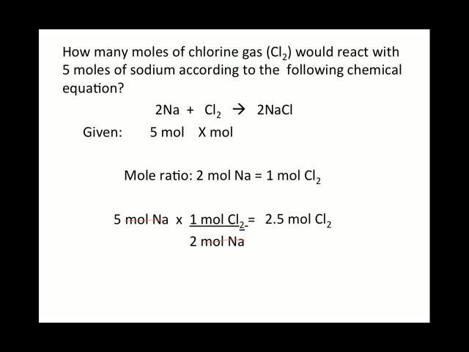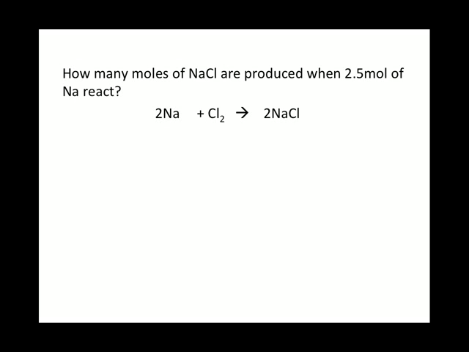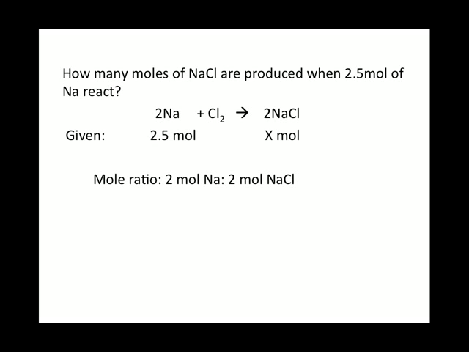All right, let's try another reaction. Okay, question is how many moles of sodium chloride are produced when 2.5 moles of sodium react? Again, I need my balanced equation. I'm going to write down the given information first. And then I'm going to write down the mole ratio that involves these two. So the mole ratio is a 2 to 2, which could be reduced to 1 to 1.